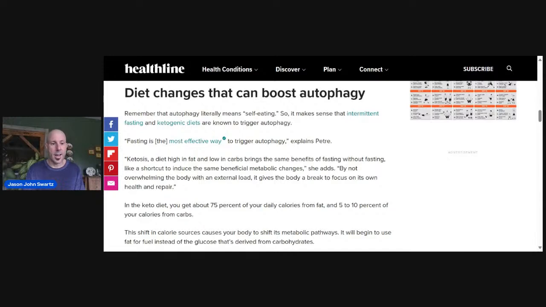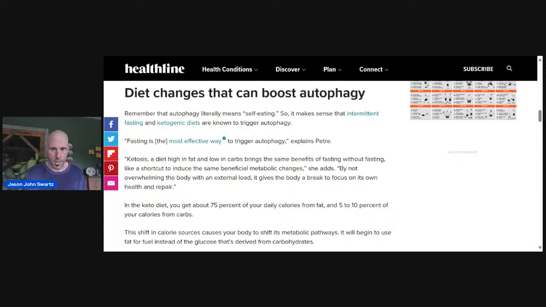Ketosis, a high fat, I would say a higher fat diet. Why they say high fat? It's not necessarily high fat. It's just high fat compared to the last 70 years of a low fat diet that has been making us sick, fat, hungry, and confused. Ketosis, a diet higher in fat and low in carbs, brings the same benefits of fasting without fasting, like a shortcut to induce the same beneficial metabolic changes, she adds.